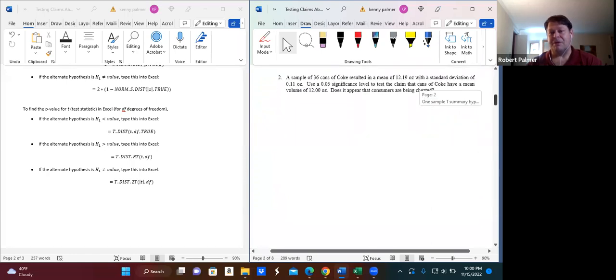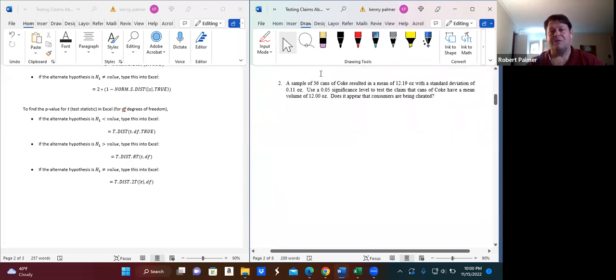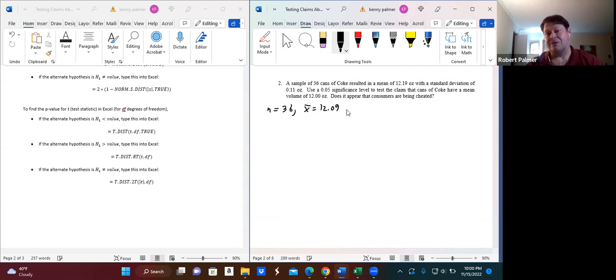So do the same thing again. Let's write down what we have. So we have a sample of 36, which is good because we don't know anything about the population, so we can't assume that it's normal. So we want at least 30. Our sample mean was 12.19 ounces. The sample standard deviation S is 0.11. And then significance level alpha is 0.05.